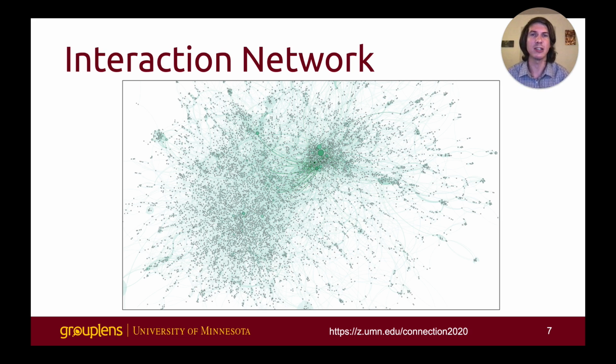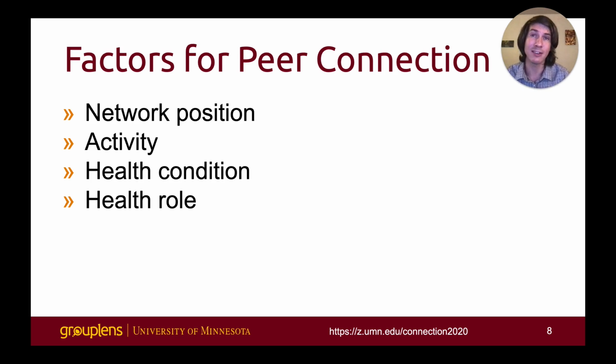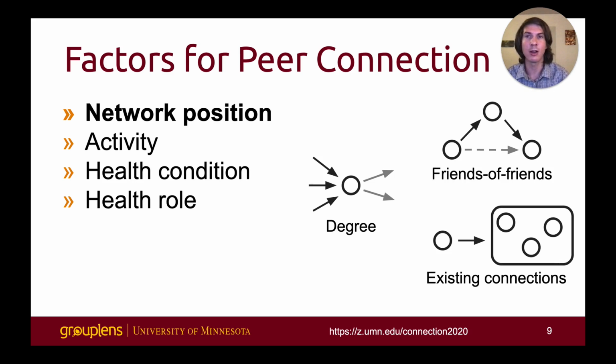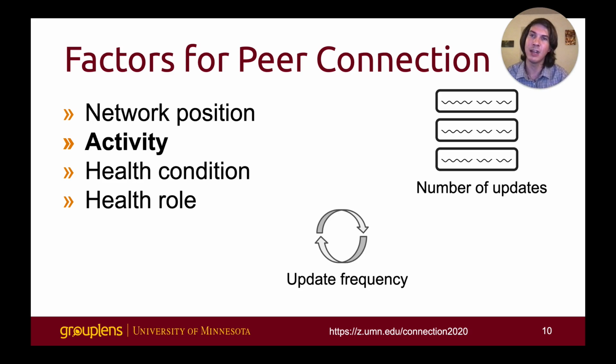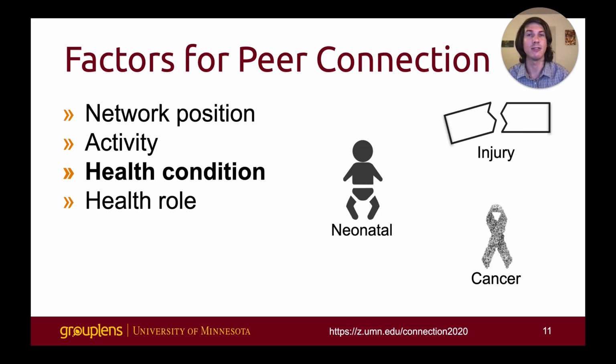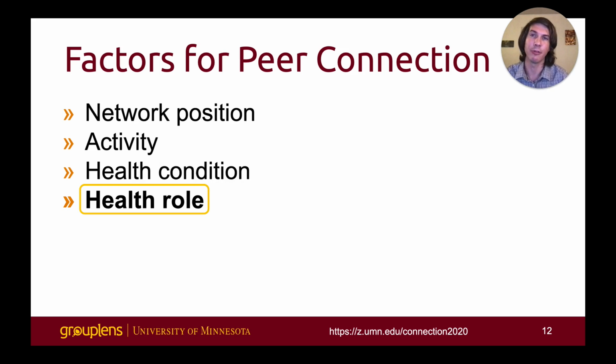These are the peer connections that are desirable and accessible enough to Caringbridge users that they form even without explicit affordances. We took a look at 4 high-level factors associated in prior work with the formation of online connections: the position of authors in the interaction network, an author's type and level of activity in the online community, an author's health condition, and an author's health role, which is a factor I'll focus on in this talk.